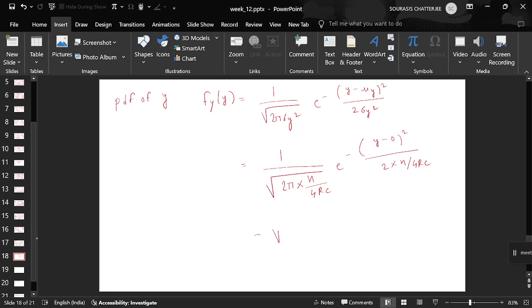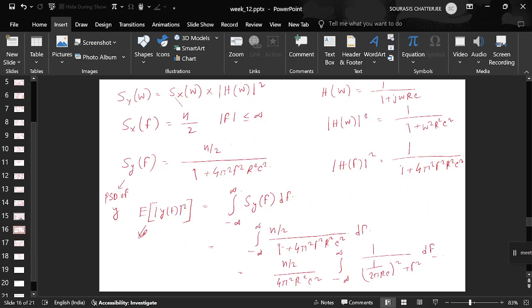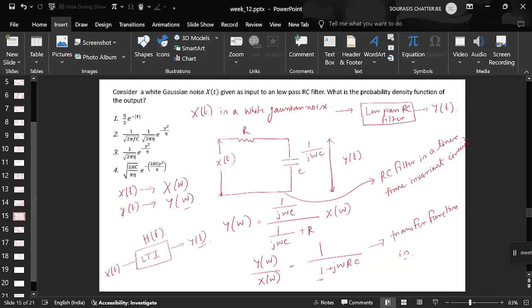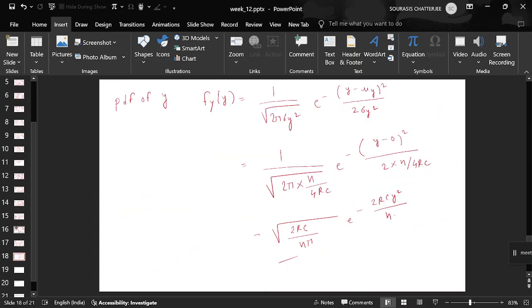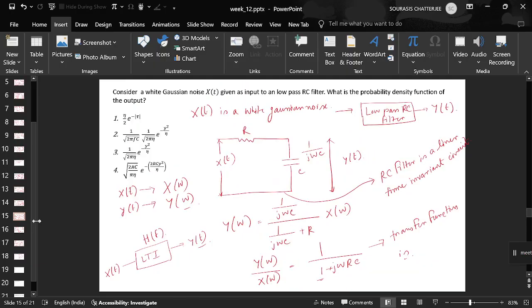So this will obtain as square root of 2 rc divided by eta pi, e to the power minus 2 rc y square divided by eta. So this is the PDF of yt, which is obtained by passing the white Gaussian noise x through a low pass filter. So let's check which one of the answers matches. So 2 rc over pi eta, sorry, okay, the fourth one is matching, so this one is the correct answer.